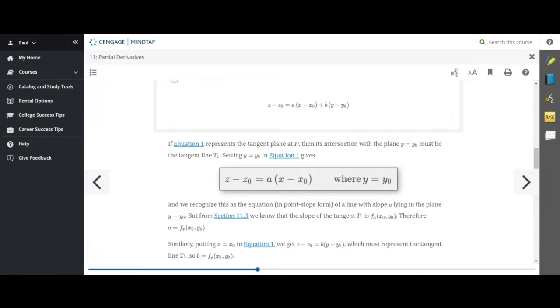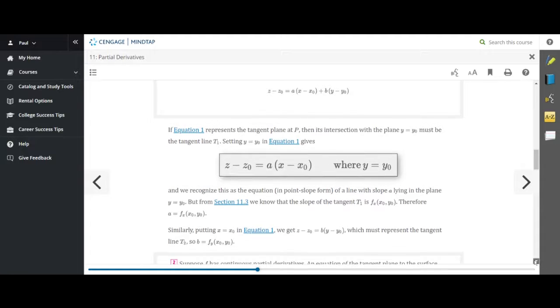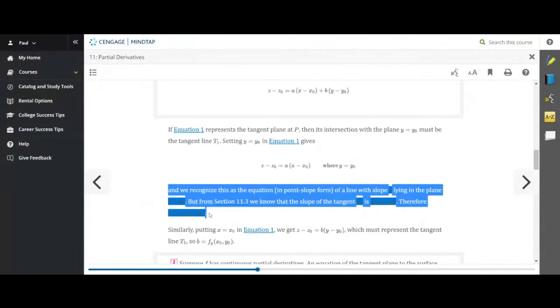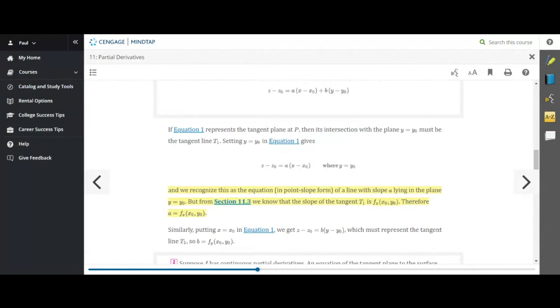But we know the slope of that tangent line is the partial derivative of f with respect to x at the point x sub 0, y sub 0. Therefore, the value of A in the tangent plane will equal the partial derivative of f with respect to x at x sub 0, y sub 0. So now we've solved for A.